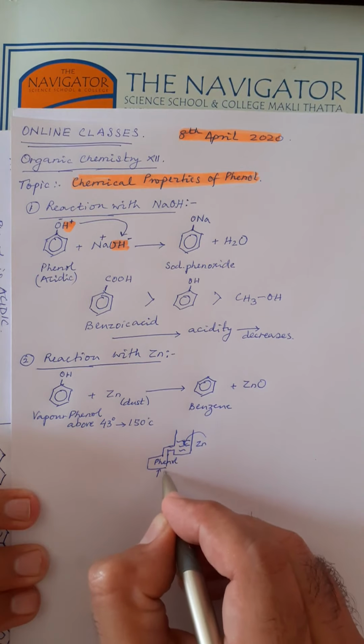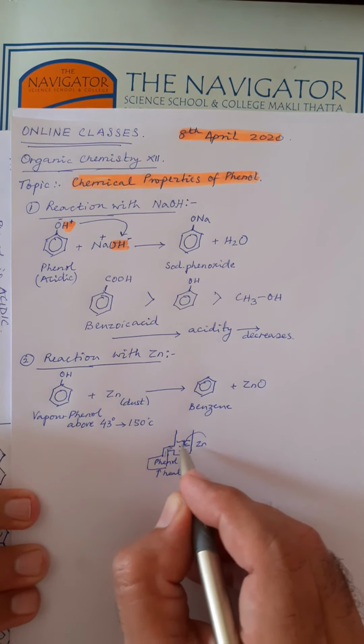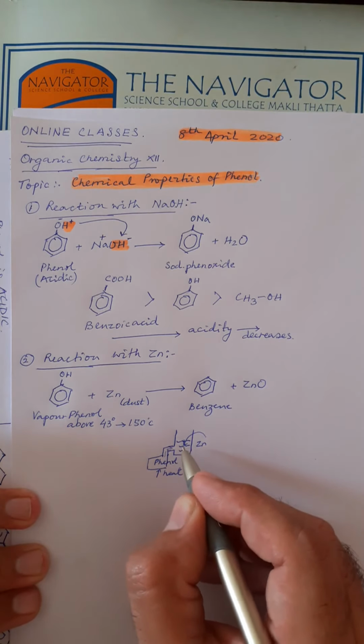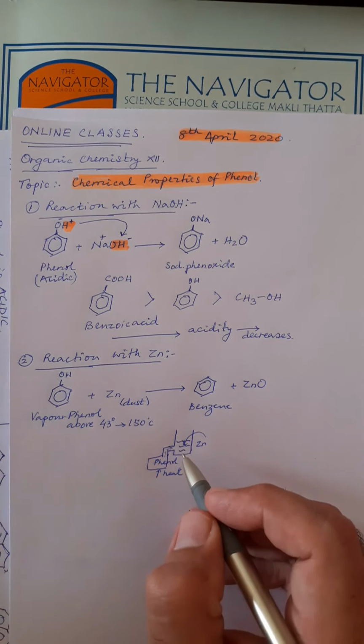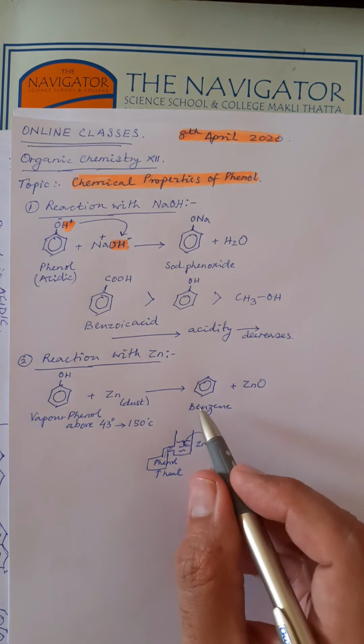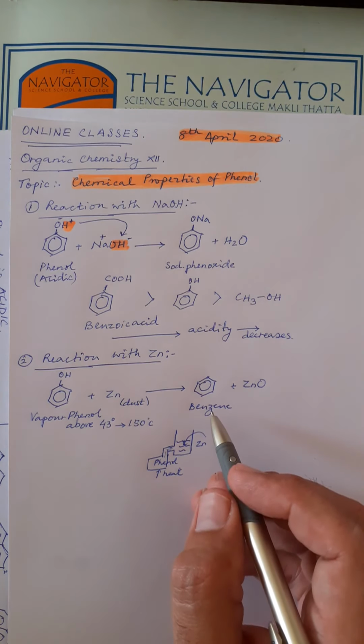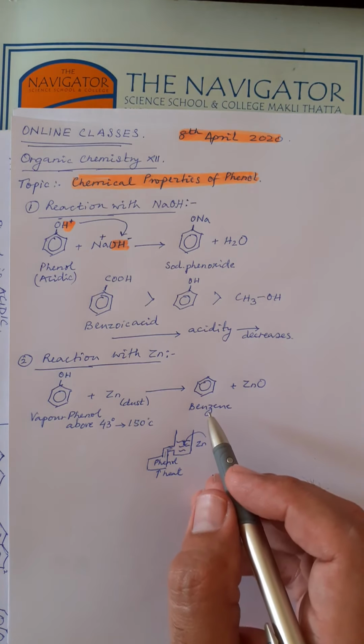So if we heat phenol here, vapors will form, and the vapor will mix with the zinc dust, which is solid, and you will see that there will be a liquid formation in this beaker. After filtration, we can separate benzene from zinc oxide. This reaction explains how easily phenol can convert to benzene.